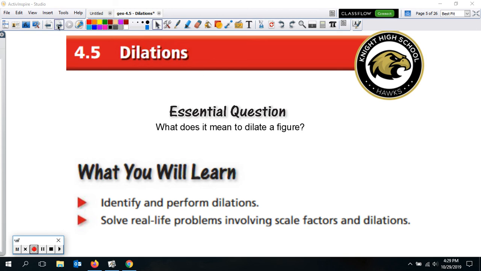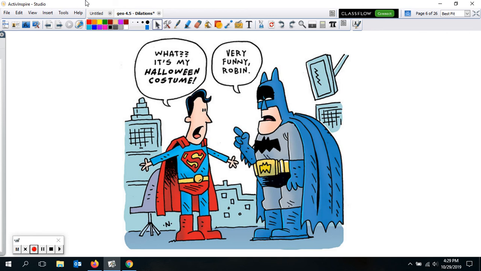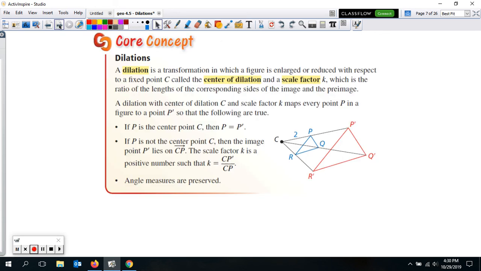First, let's take a look at a little cartoon here. So I got Superman here say, "What? It's my Halloween costume." Very funny, Robin. So apparently Robin dressed up as Superman just to take Batman off, I guess. I don't know. But here we go with our dilations, our core concept right here.